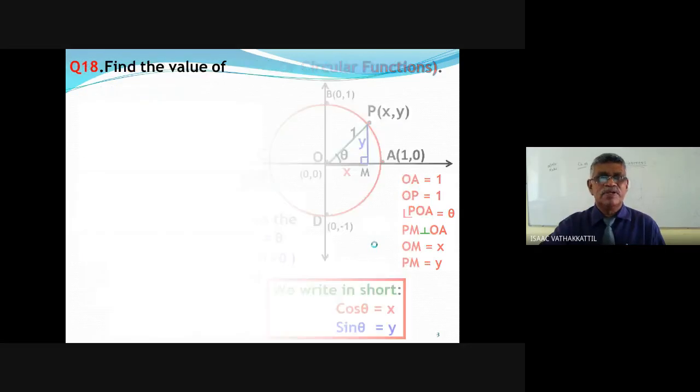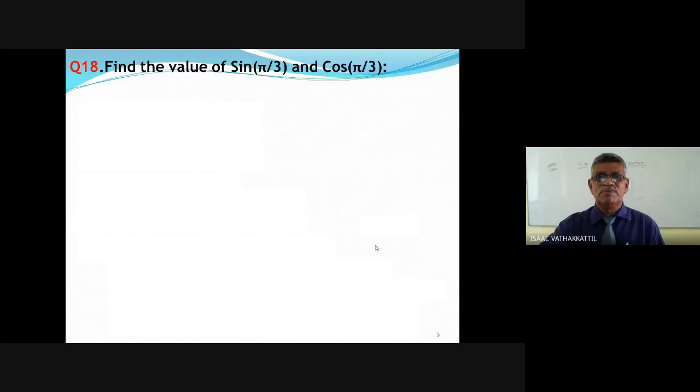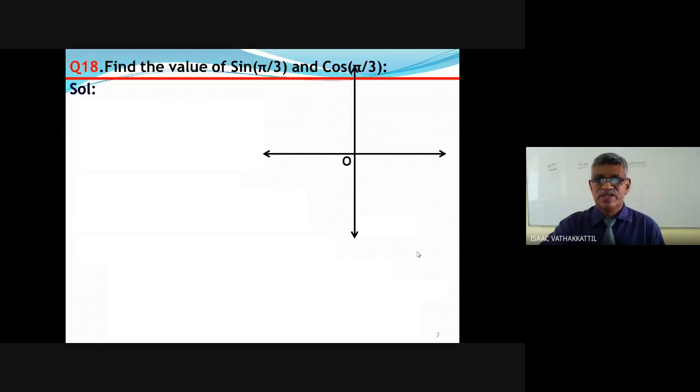Let me pick up one more value here, which is not a multiple of pi by 2. Find the value of sin pi by 3 and cos pi by 3. So here what we want is the point P corresponding to pi by 3.